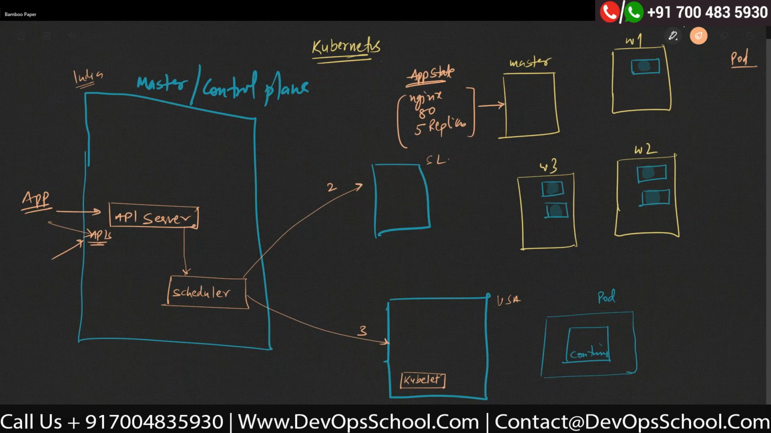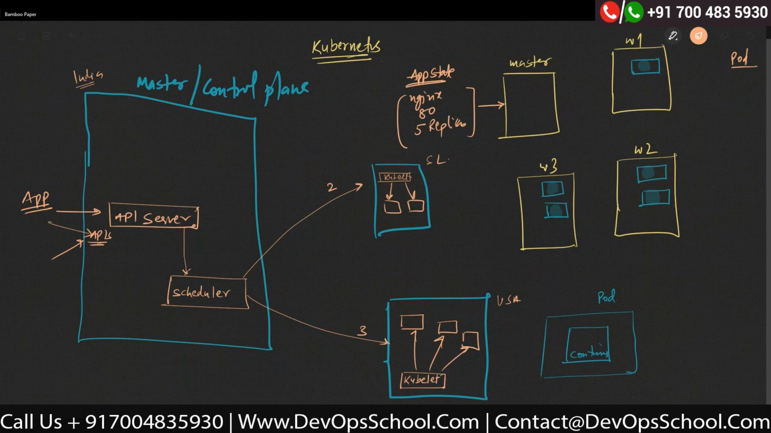Similarly, the scheduler instructs the kubelet, right? And the kubelet knows how to run containers and how to run pods. Okay, so this instruction to run 3 pods will go to kubelet, and then kubelet will immediately run 3 pods. And the kubelet here will get instruction to run 2 pods. It will immediately start running 2 pods.